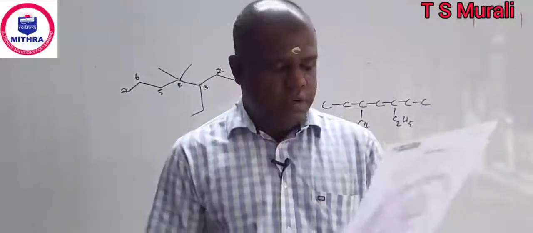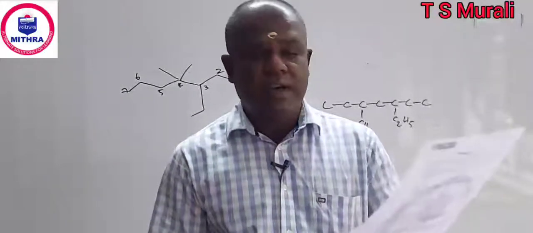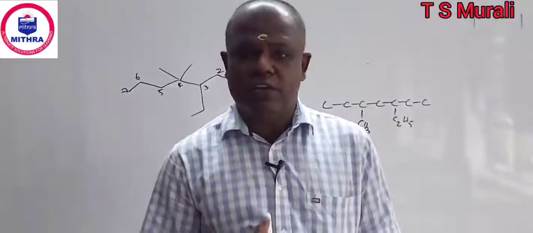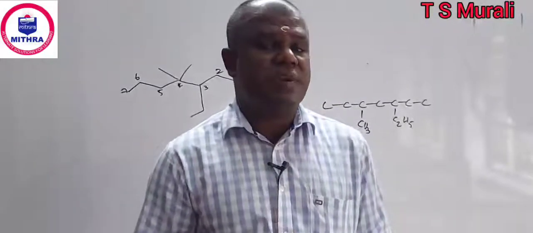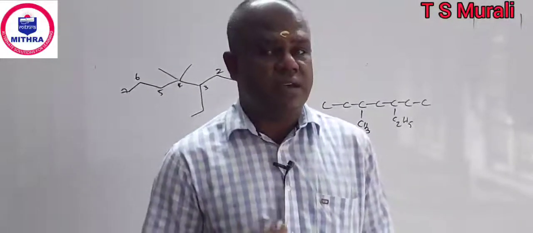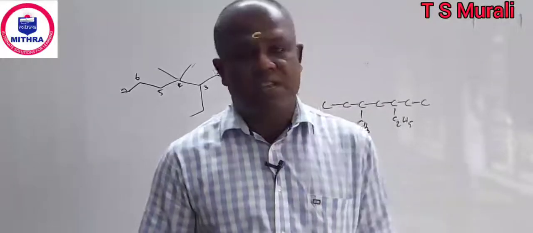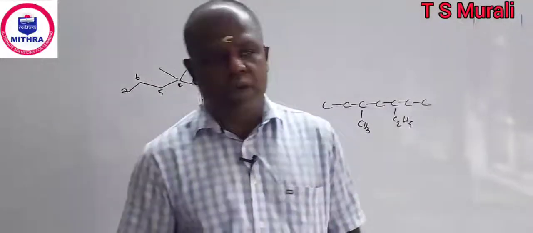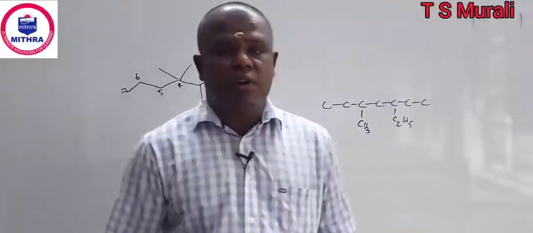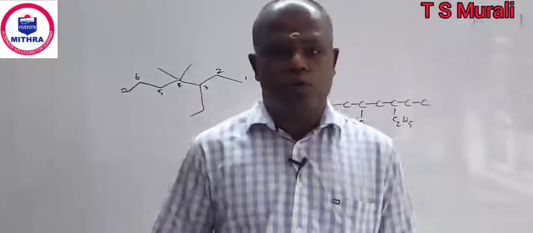So among the given options, sigma is the first option. It is actually the inductive effect. Polarization of a sigma bond caused by the polarization of an adjacent sigma bond is called inductive effect. Second option is correct, sigma-pi interaction. Why? Because the sp3 sigma bond is interacting with the pi bond also.